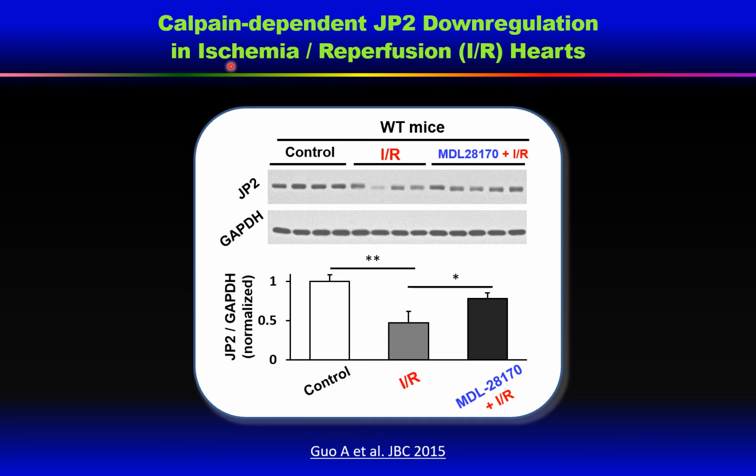In a mouse model of ischemia reperfusion, we found 30 minutes of ischemia and 60 minutes of reperfusion can induce Junctophilin-2 degradation acutely, which can be prevented by pretreatment with the calpain inhibitor MDL28170.